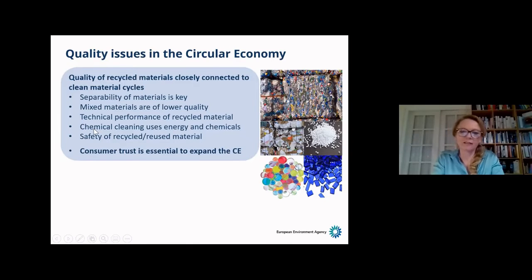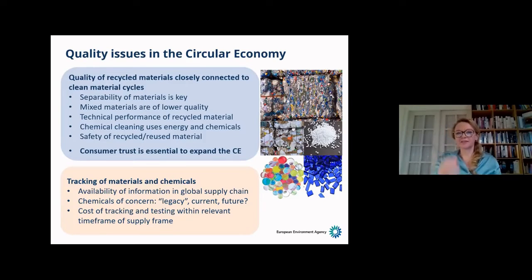Another thing is that if you then start to recycle it by cleaning it, you will use chemicals and energy, which is another type of input into the system. And really, having clean materials is critical for obtaining consumers' trust and thereby expanding the circular economy.